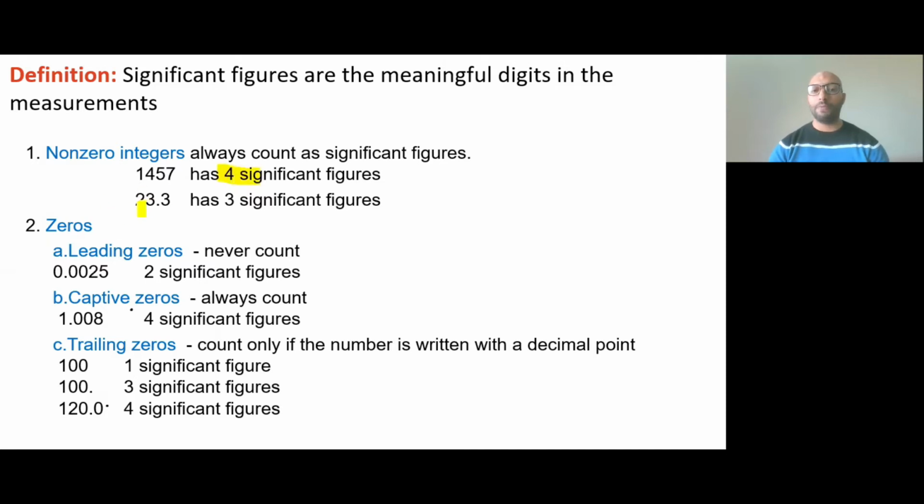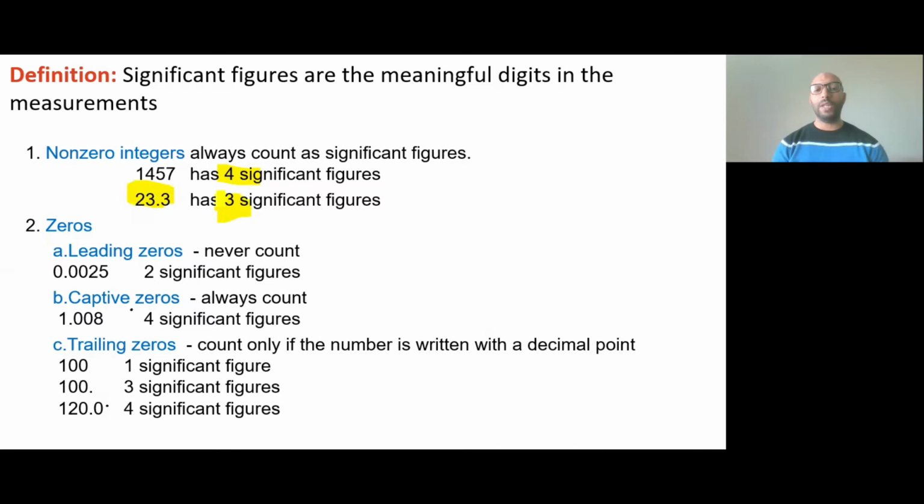The same thing here for 23.3. How many non-zero integers? We have 3 non-zero integers. So how many significant figures? So the number of significant figures is 3, of course. Is it clear? Now let's discuss the zero integers or the zero digits.